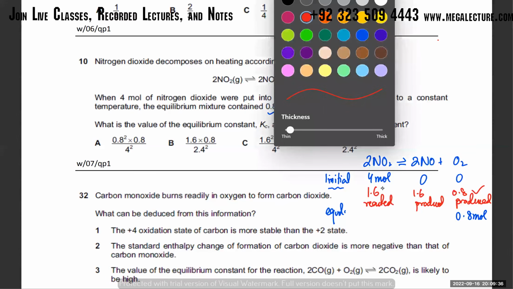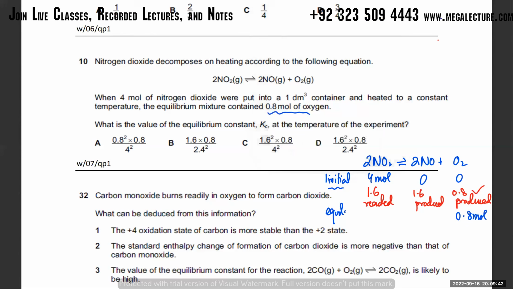Is this clear? Abdullah, Rafi, Ahmed. Sir, how did 1.6 react? It's clear that you had no O2 initially, now you've got 0.8, so 0.8 moles got produced during the reaction. There must have been some forward reaction. So to produce one, how many react? It's 1:2, right? So if you want to produce 0.8, 1.6 must have reacted.